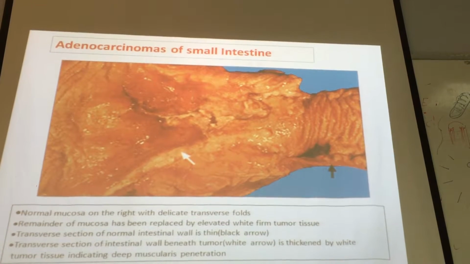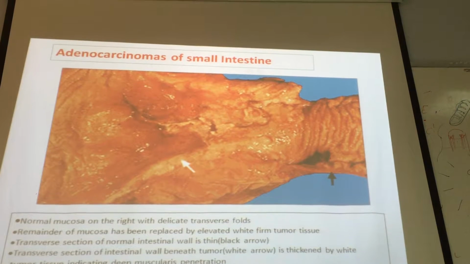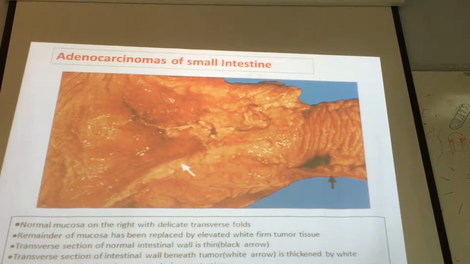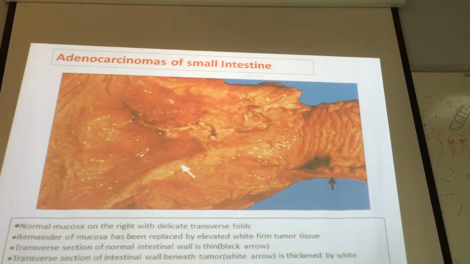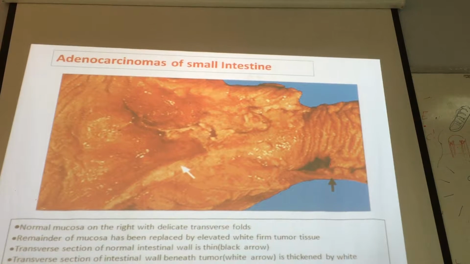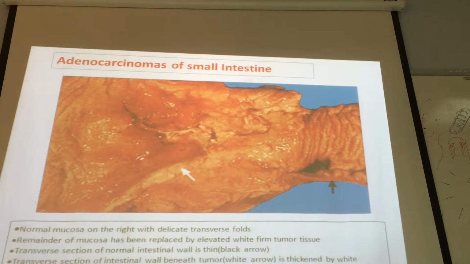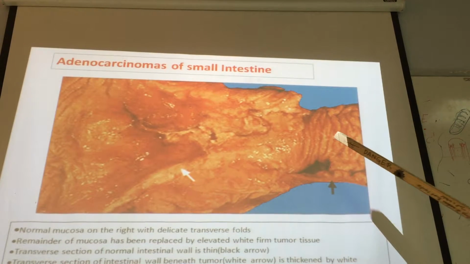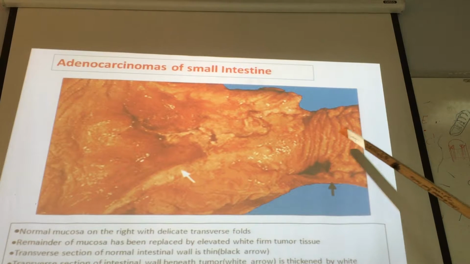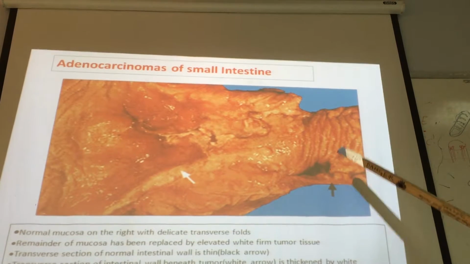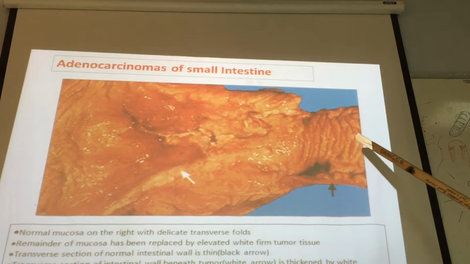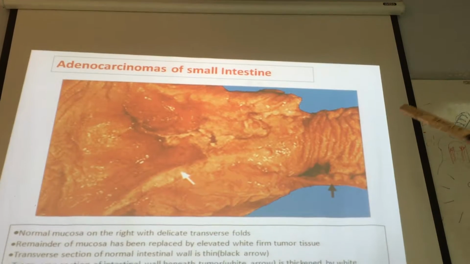Now the adenocarcinomas of the small intestine. Where is the adenocarcinoma? Can you tell me? Anybody? Difficult? See this portion, up to here. You have the folds of the intestine. This portion is normal. Clear?